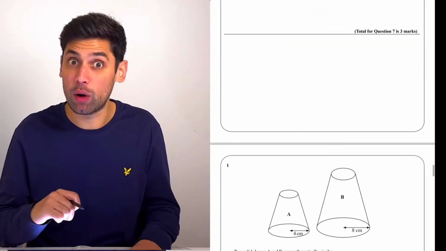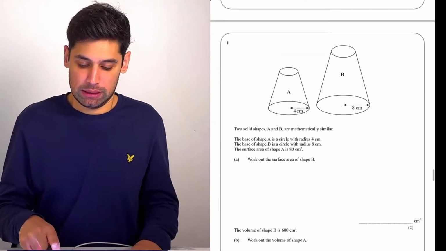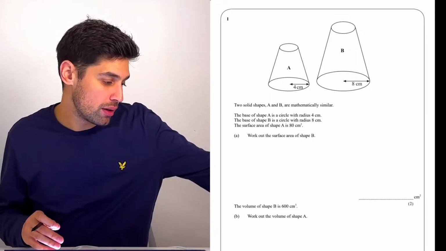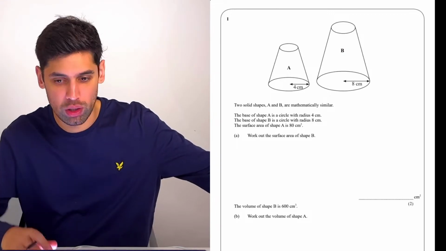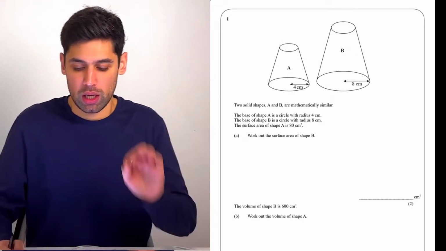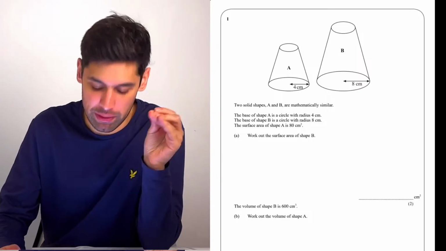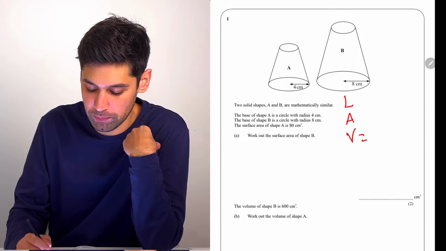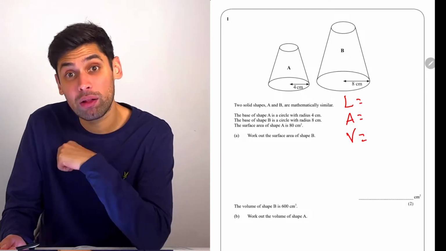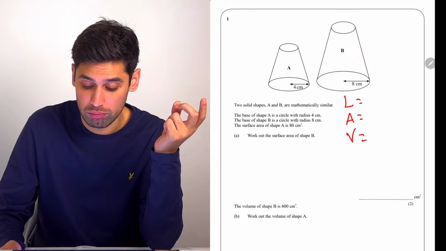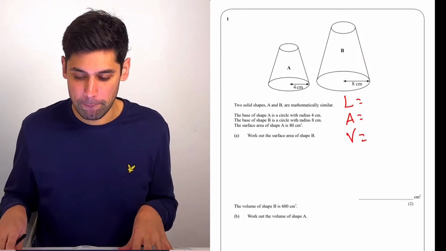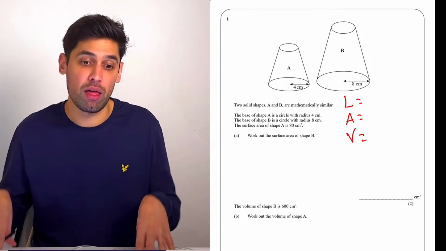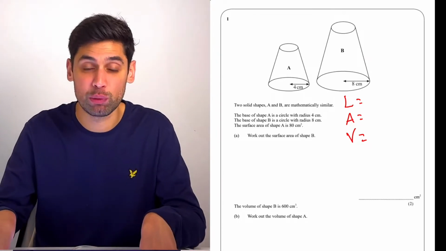Okay, now to some 3D shapes. So I've developed my own method for doing 3D similar shapes. I'm very proud of it, and I'm going to share it with you here today. It's what I like to call the LAV method. LAV in this case standing for length, area, volume. And much like we were finding the scale factors in the previous questions, we are also finding the scale factors here, but not just for length, also area and volume. Then we're deciding which one of those scale factors is going to be relevant for the question.